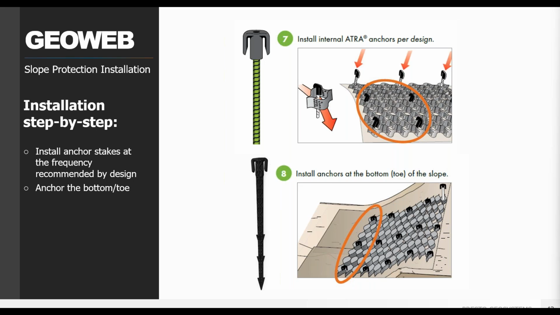And continue installing anchors at the frequency recommended by design and at the toe of the slope. The ATRA anchors hold the GeoWeb to slope and penetrate into the ground. And if corrosion resistance is required due to your project conditions, Presto has an HDPE ATRA speed stake designed to work with the GeoWeb and offer higher resistance to extraction than rebar or J-hooks.